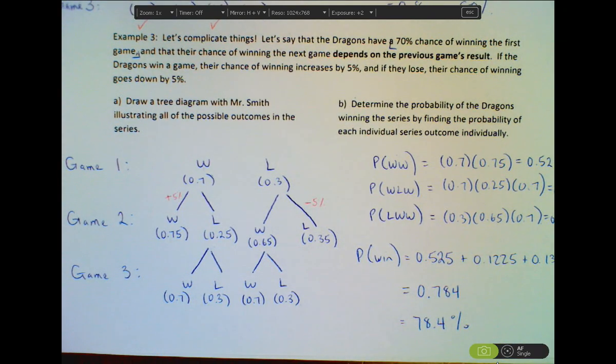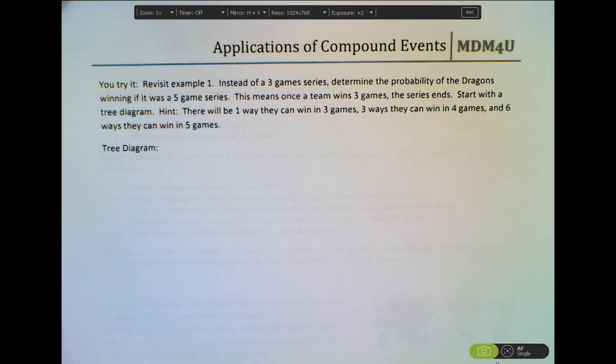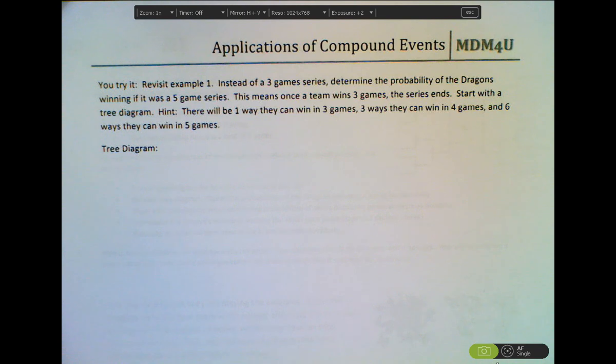All right, let's look at our final example. So I'm going to help you guys with this one. Instead of a 3-game series, what if it was a 5-game series? So we're going to revisit example one. In example one, every game was a 70% chance of winning. So we're going to keep things simple for this one here.